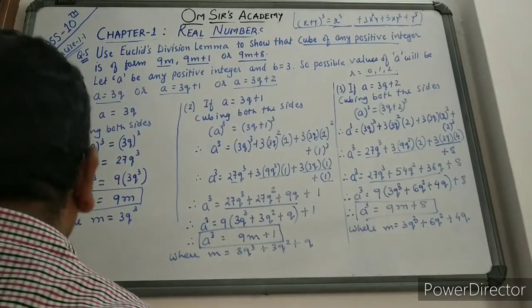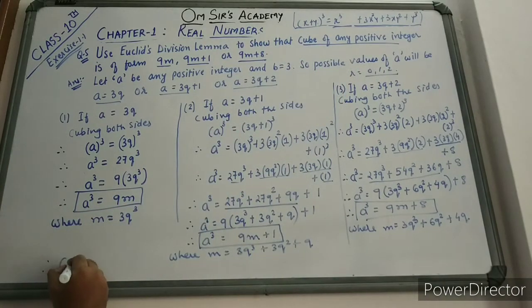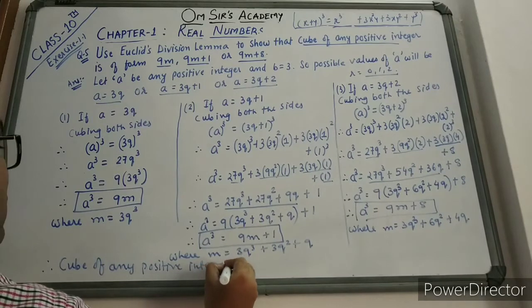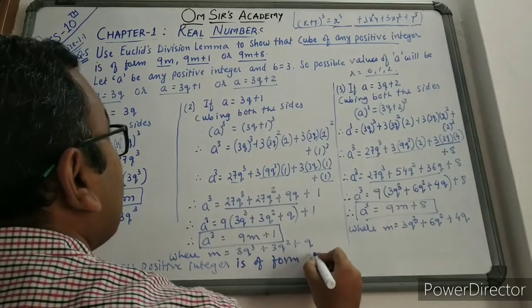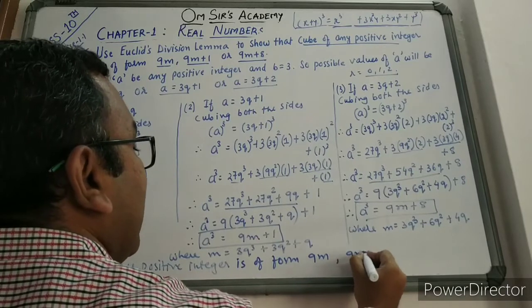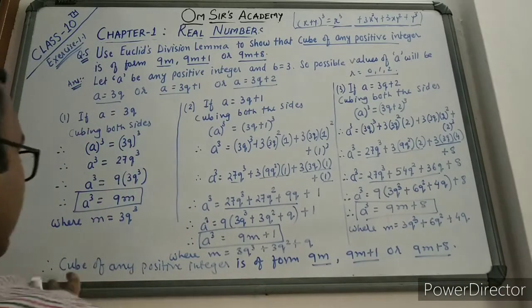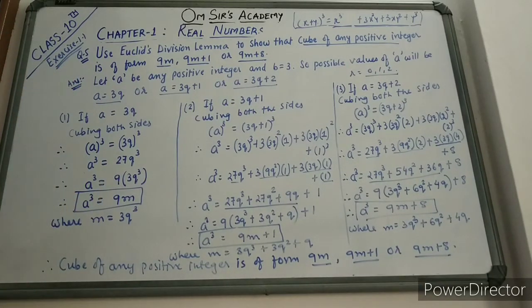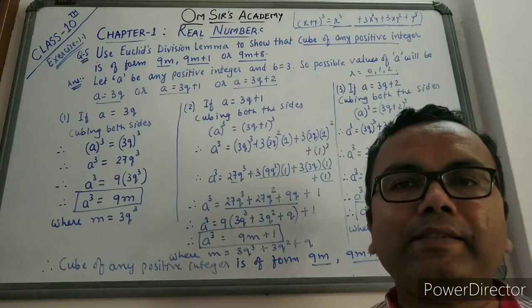Is it clear, friends? So this way we proved that the cube of any positive integer is of the form 9m, 9m plus 1 or 9m plus 8. Hence, we proved that the cube of any positive integer is either in the form of 9m, 9m plus 1 or 9m plus 8. Is it clear, friends? So it was very easy, we just used the identity and proved this part. So hope this is clear, friends. Now with this we end this exercise.